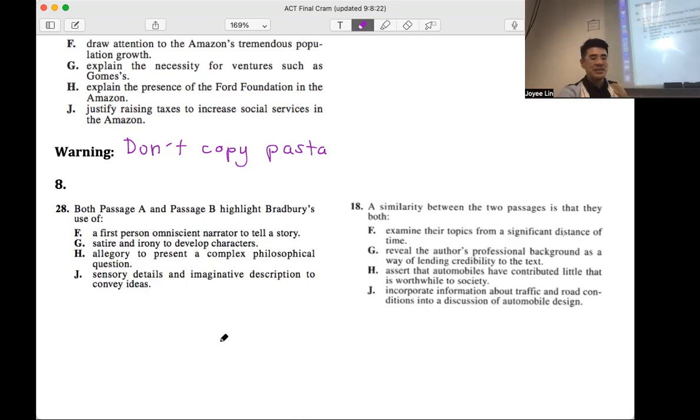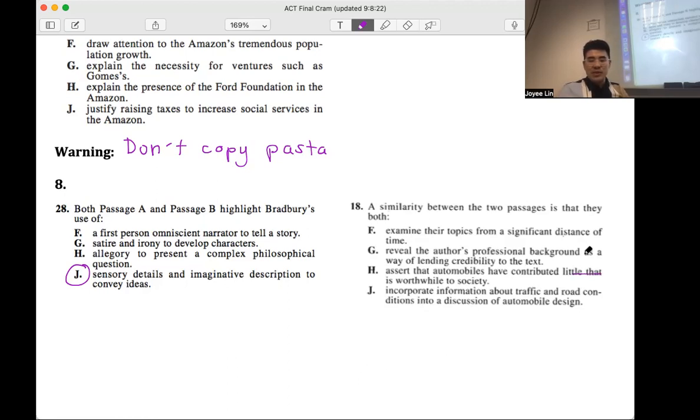Even a science passage, like they still might use sensitive descriptions, right? He pricked his finger. It was as if, right? So J is one, especially on stories. What about 18, which is broad and could most likely apply to two different passages? F, right? They have contributed little that's worthwhile, right?